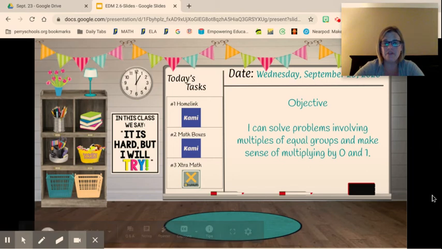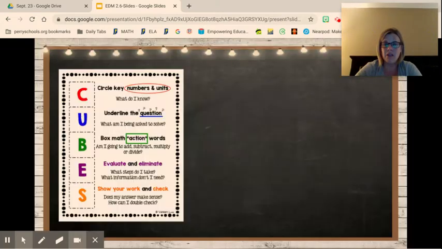Hey guys, so for our objective today, we will be solving problems involving multiples of equal groups and making sense of multiplying by 0 and 1. When you finish listening to the lesson, you will be completing your math home link, completing math boxes, and then doing a round of extra math to practice your math facts. Remember, as we are doing our activities and answering number stories, that we are using our cube strategy.